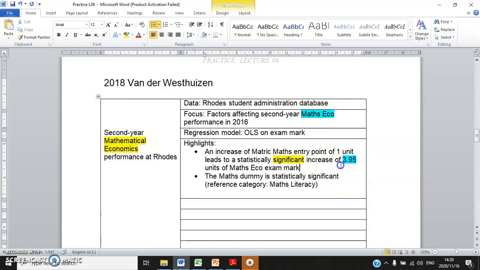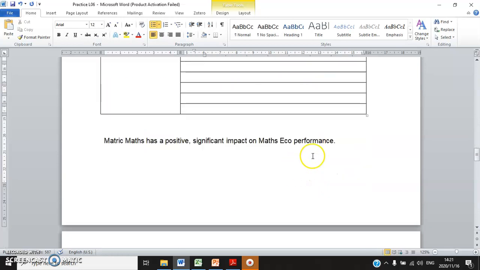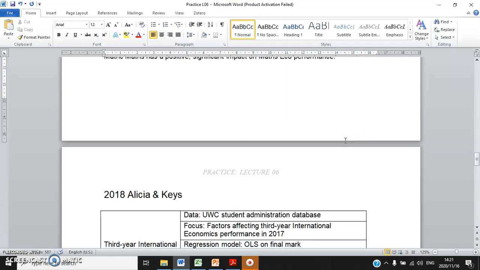Look at the parameter: it is almost 4 units. So an increase of matric maths entry point of 1 unit leads to a statistically significant increase of almost 4 units in the second year Maths Eco exam mark. So look at the conclusion statement: matric maths has a positive, significant impact on Maths Eco performance.